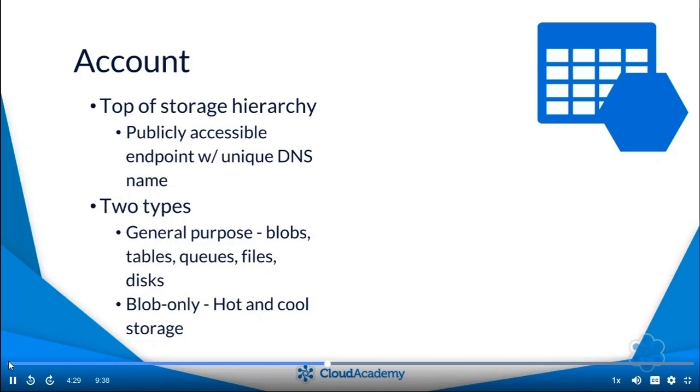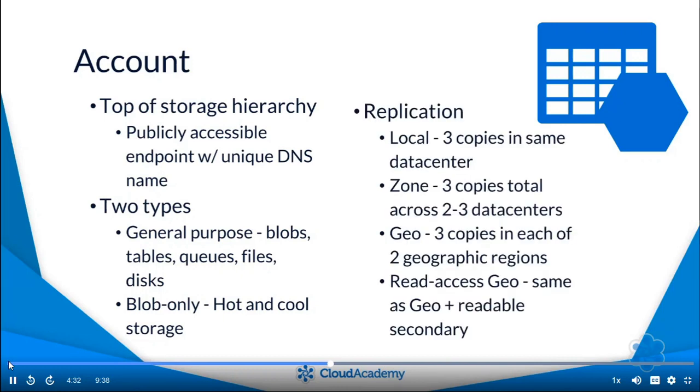To ensure reliability while also providing cost effectiveness for a variety of customer needs, Azure accounts are configured with a replication strategy upon creation. These 4 strategies are as follows. Local replication maintains 3 copies of your data within the same data center. This provides a reasonable level of reliability in exchange for the most cost-effective replication option. Zone replication maintains 3 copies of your data across 2 to 3 data centers, which increases reliability, but also cost. Note that zone replication can only be used for certain types of blob storage.